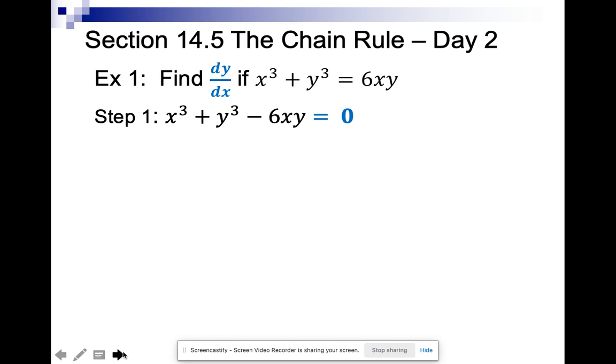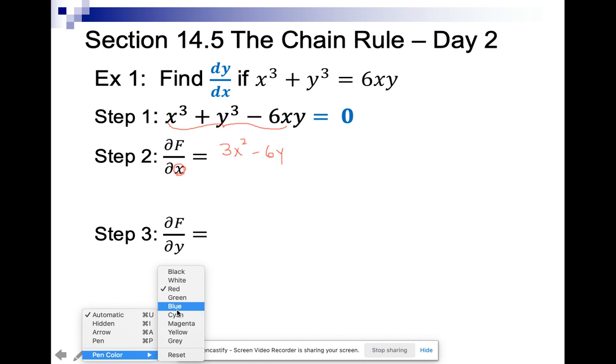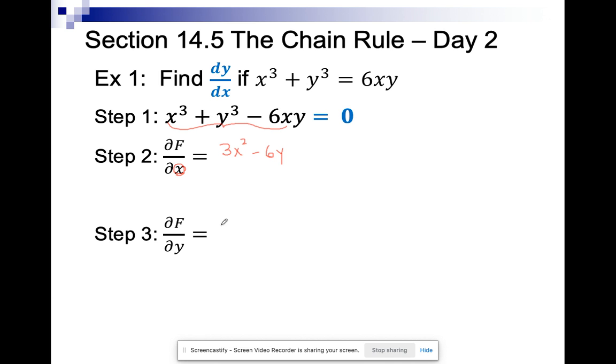Step 1, get all the x's and y's onto one side and a constant on the other. Step 2, I want to find dy dx. So remember, it's like this is my f. My f is like my y, right? Right? It's dependent. So del f del x. Step 3, del f del y. Step 4, use the formula.